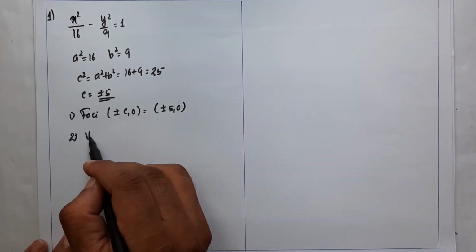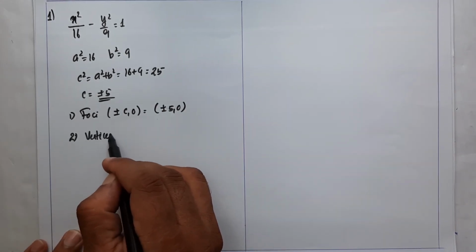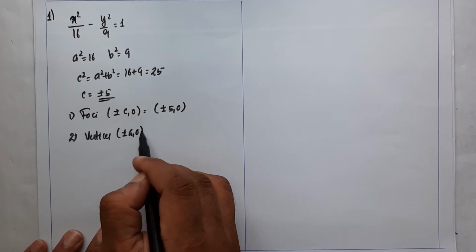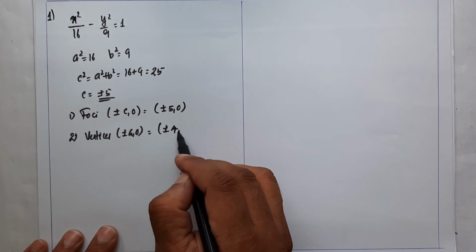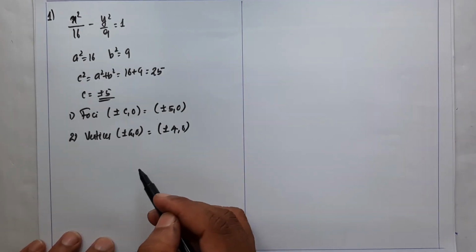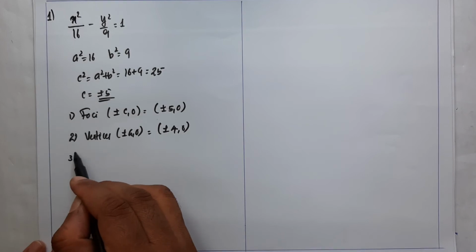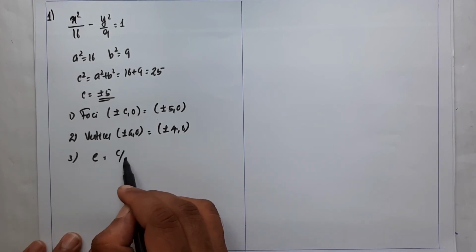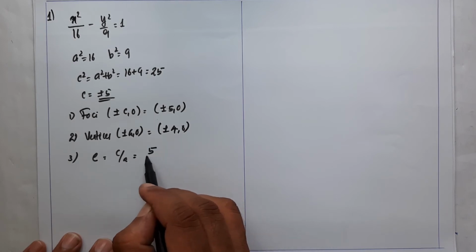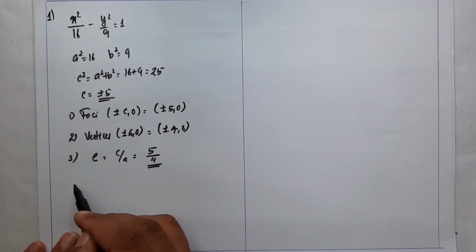Second question is vertices, which means plus or minus a, 0. Here a square is 16 and a equals plus or minus 4. Then the third question is eccentricity. You know the eccentricity formula is c divided by a. Here c is 5 and a corresponds to 4, so it is 5 by 4.